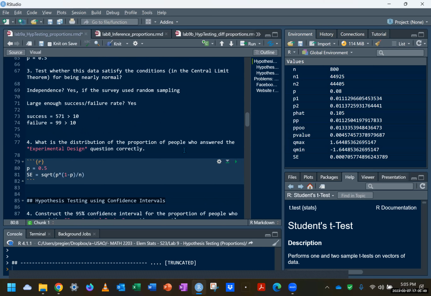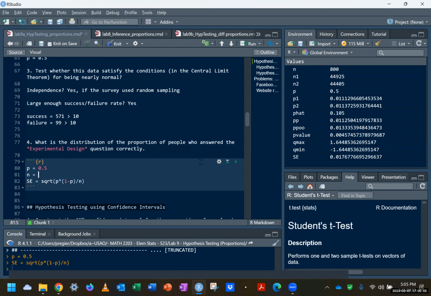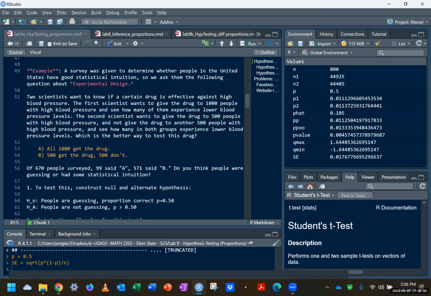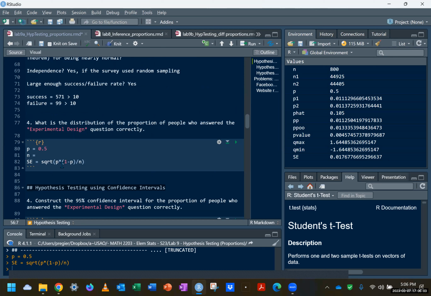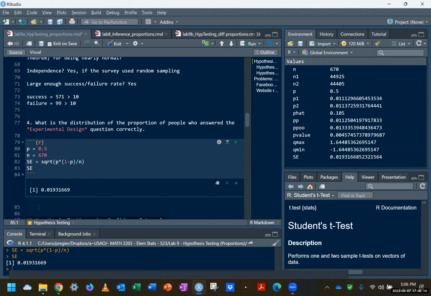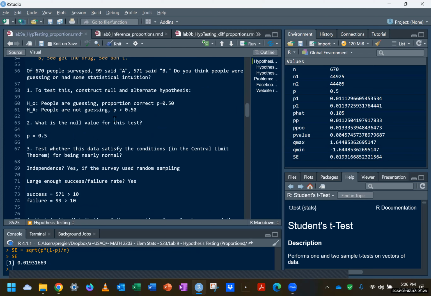And if you run this code like it is, you might get an answer, but it'll be incorrect if you did not specify N. I saw this a lot in grading the last lab. We got to use the correct N. So in this survey, there were 670 people. That will give us the SE. If I run this, I don't actually see what the SE is. I have to put SE on the line by itself. And then this tells me that P hat is distributed normal, 0.5, 0.0193. Okay, so that's the distribution of the people who answered correctly if we assume the null is true.